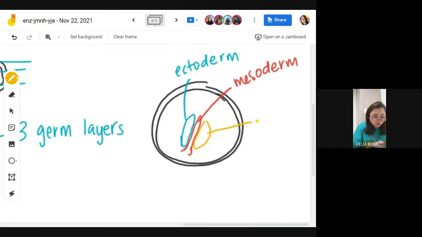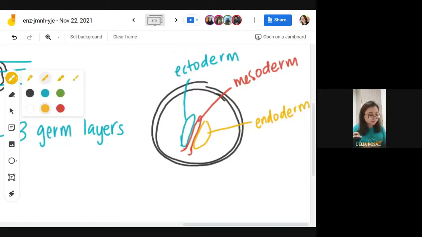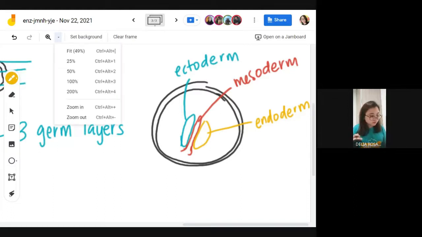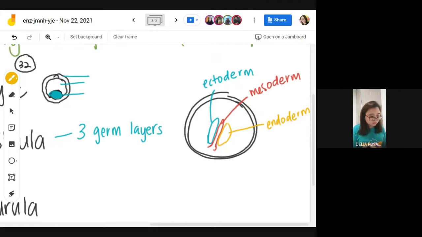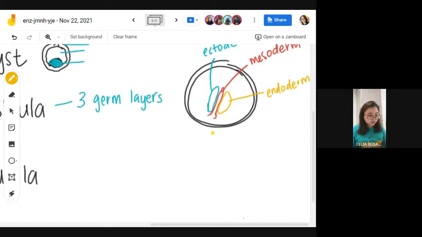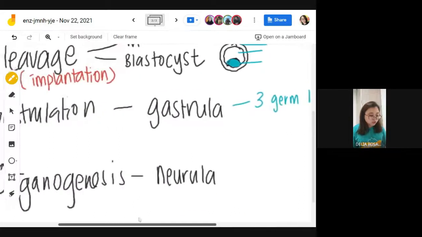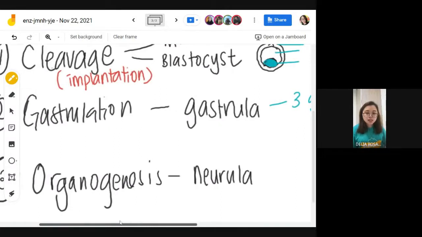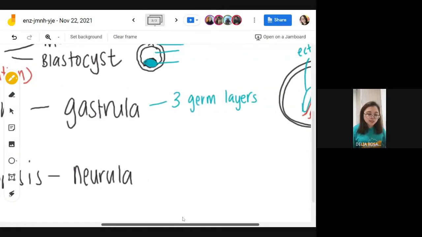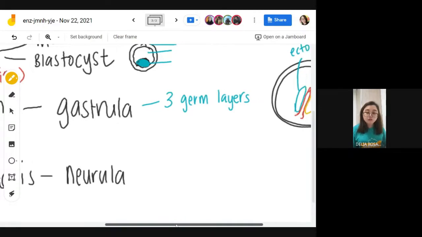Ectoderm means the outer layer, mesoderm means the middle layer, endoderm means the inner layer. Okay, so those are what happens. What is important during gastrulation is that it forms the three layers. And during organogenesis, that is when those three layers will develop into different organs.